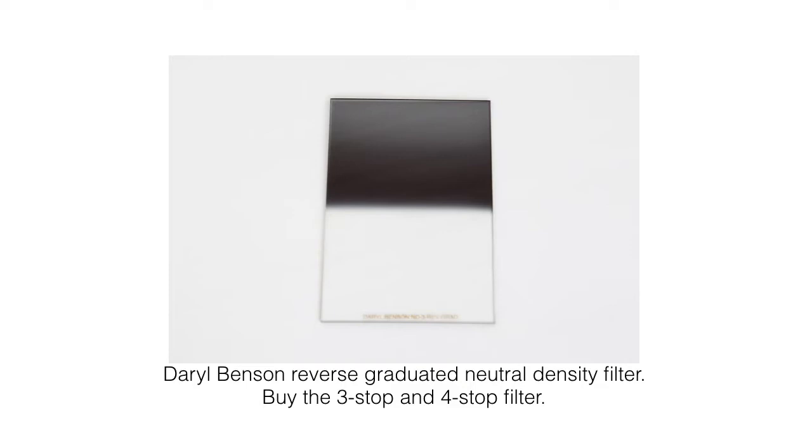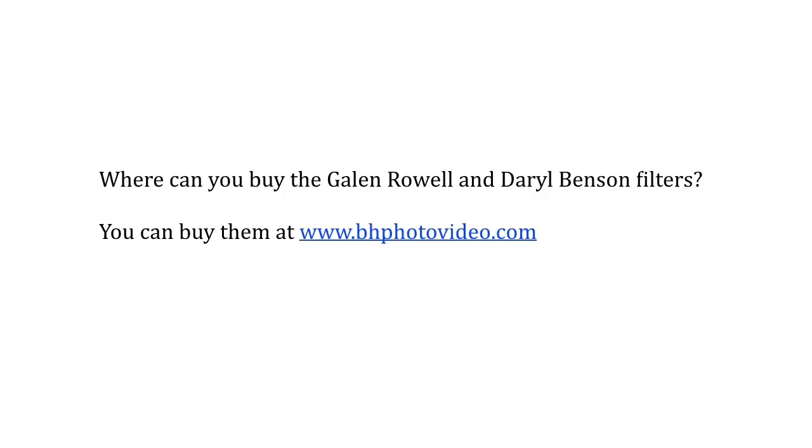You can also buy Daryl Benson reverse graduated neutral density filters. These filters are darkest in the center, clear on the bottom, and transition from dark to light above the horizon. That makes them ideal to use during sunrises and sunsets with flat or defined horizons, such as the seashore, prairie or desert. I recommend you buy the 3-stop and the 4-stop filters. You can buy both the Galen Rowell and Daryl Benson filters at bhphotovideo.com.